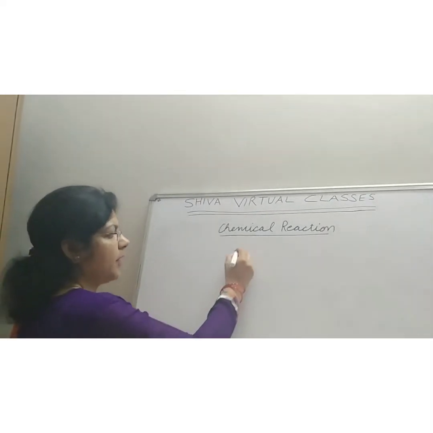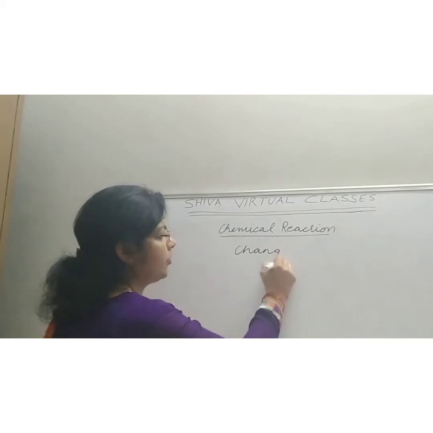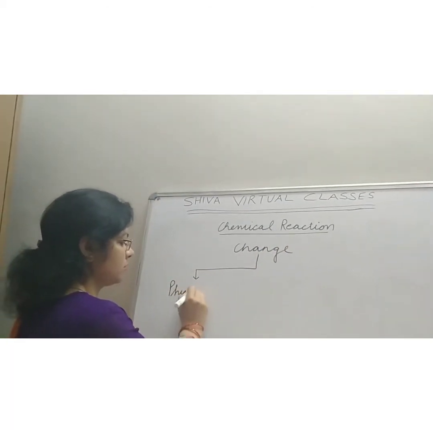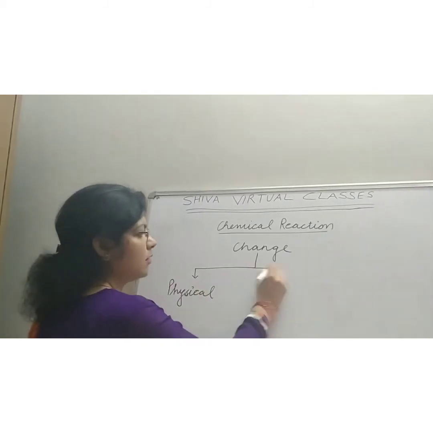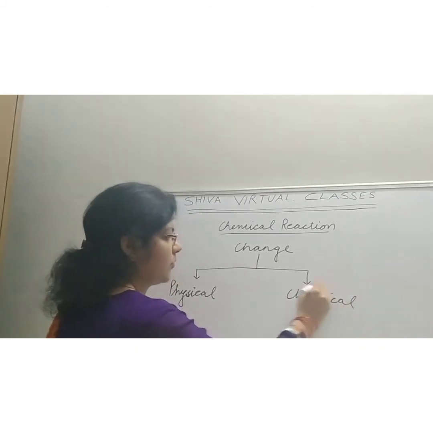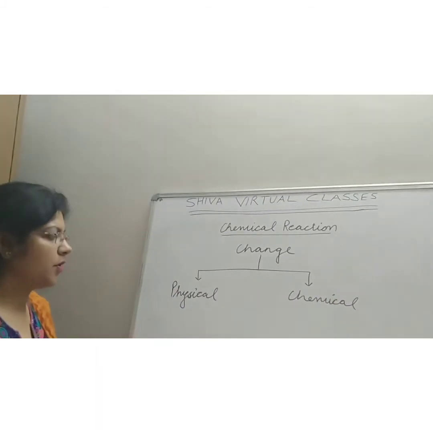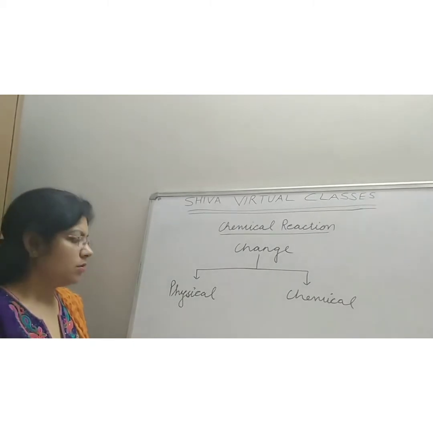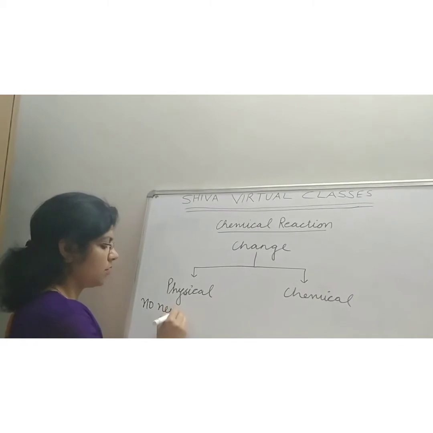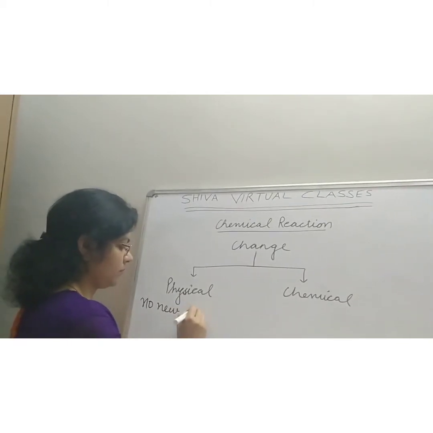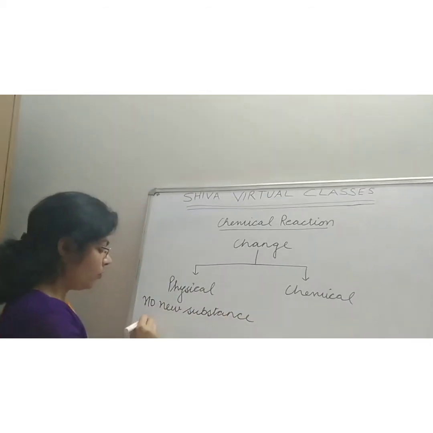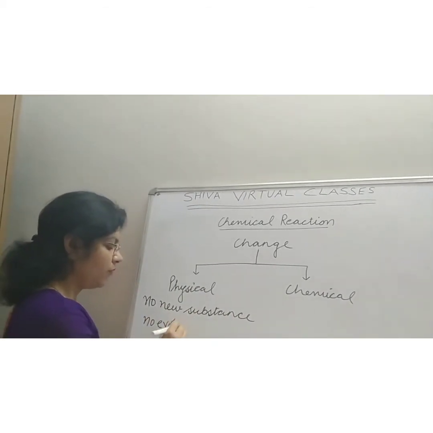Changes that take place around us are divided into two parts: physical change and chemical change. What are physical changes and what are chemical changes? Physical changes are those changes in which no new substance is formed. In this change, no new substance is formed and no evolution of gas will take place.